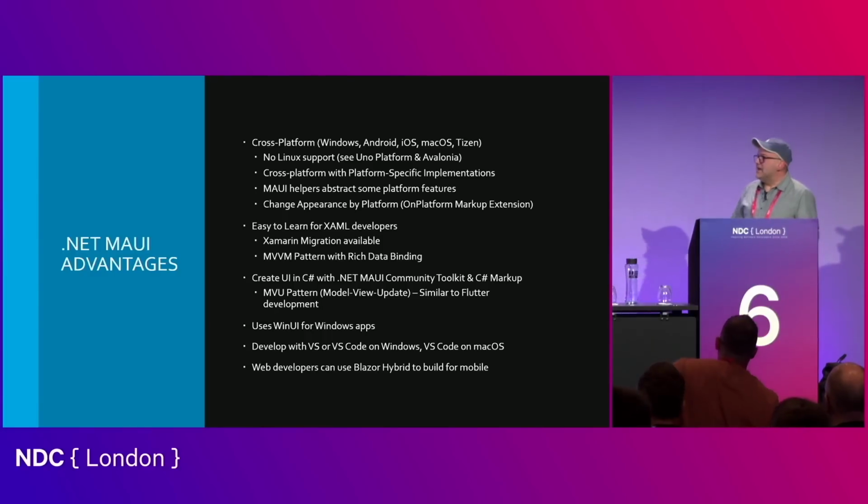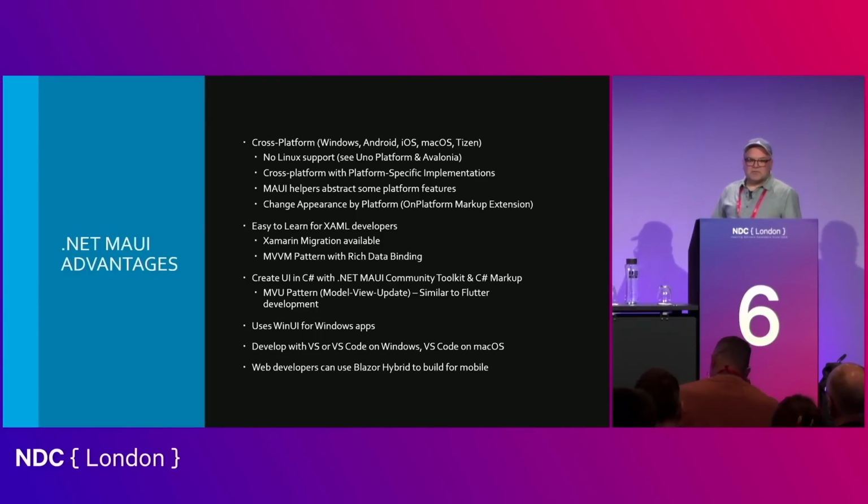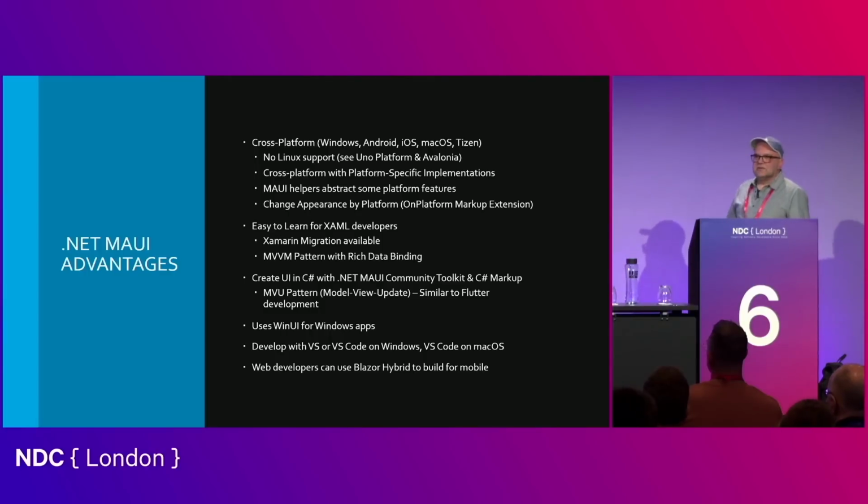It's cross-platform, and you can also do some platform-specific implementations if you need things to happen differently on one platform or another. MAUI also has some helpers to help abstract some of that stuff for you, like accessing things like the camera, file system stuff. There are helpers to help you do that without having to write it differently for each platform. You can change the appearance by platform, so you can have things look different on Android or iOS. In the XAML, they have an OnPlatform markup extension. So you can say OnPlatform iOS, I want to have this set of XAML. OnPlatform Android, I want to do this. OnPlatform Windows, do this.